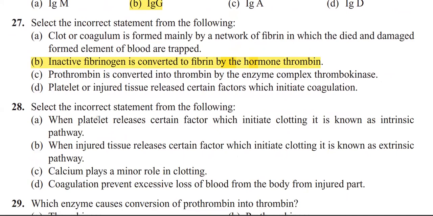Select the incorrect statement from the following. When platelets release certain factors which initiate clotting, it is known as intrinsic pathway. Yes. When injured tissue release certain factors which initiate clotting is known as extrinsic pathway. Calcium plays a minor role in clotting. Coagulation prevents excessive loss of blood from the body from injured part. It is a preventive mechanism. So option C, calcium plays a major role in clotting.